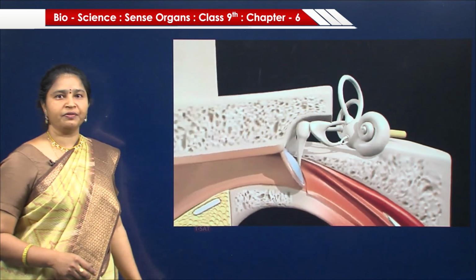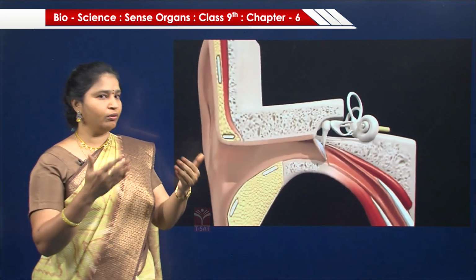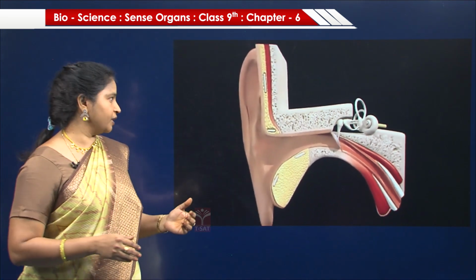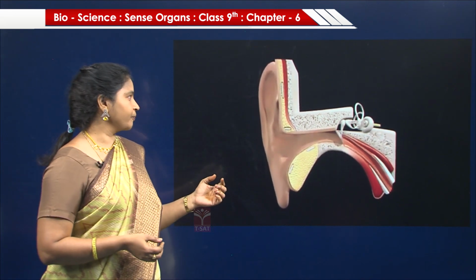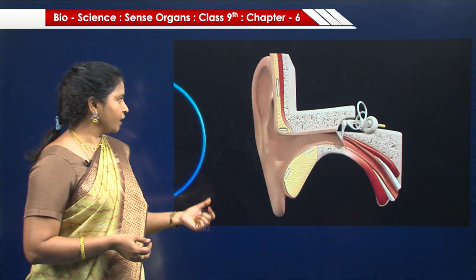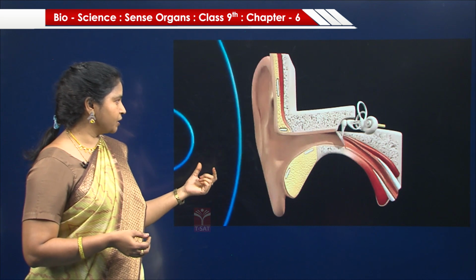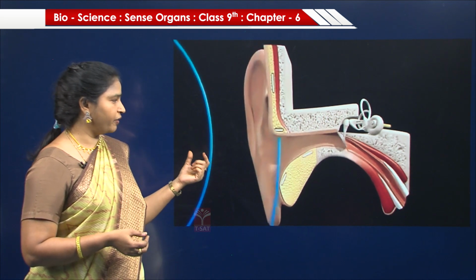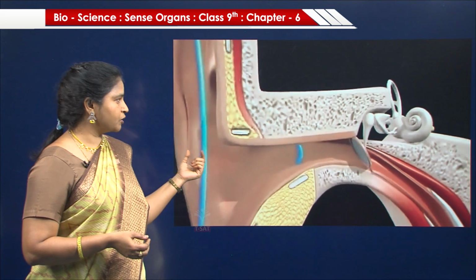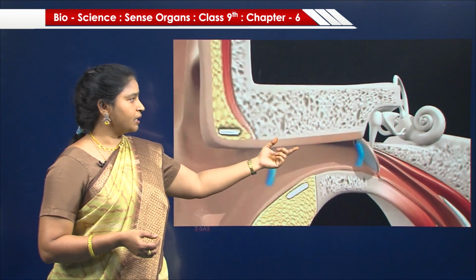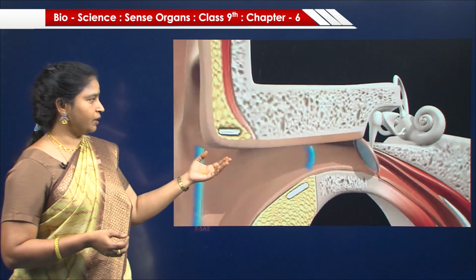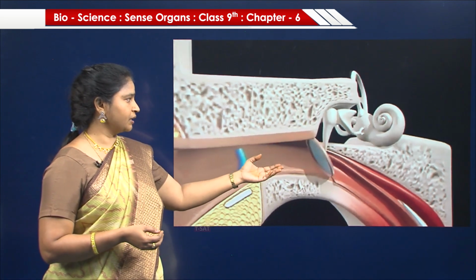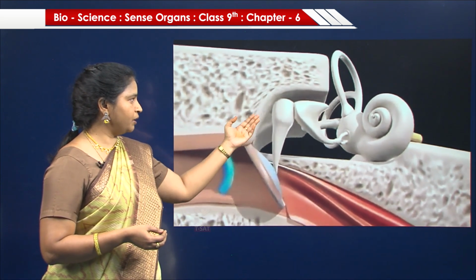So, what happens when we hear sounds? When sounds occur in front of us, those sounds are captured by the external ear, that is the pinna. See how the external ear is capturing the sounds, the sound waves. That passes to the tympanum or eardrum. The eardrum passes that information, those sound vibrations, to the middle ear.